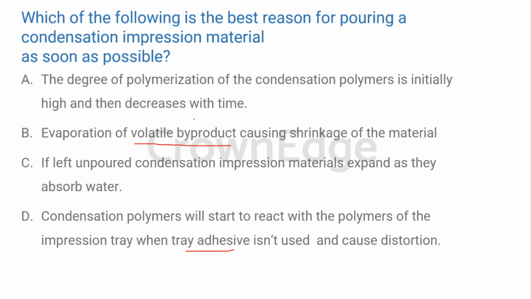So the biggest drawback of a condensation impression material is the evaporation of a volatile byproduct. What happens is that the byproduct within your condensation impression material evaporates, and within a matter of 2 to 3 hours, your material will shrink. So the finish line you have recorded with respect to your impression material will get voids, or it will reduce in size, and the crown which is being fabricated will not fit. Okay, so that is the biggest drawback with regards to your condensation impression material. It is the evaporation of your volatile byproduct.